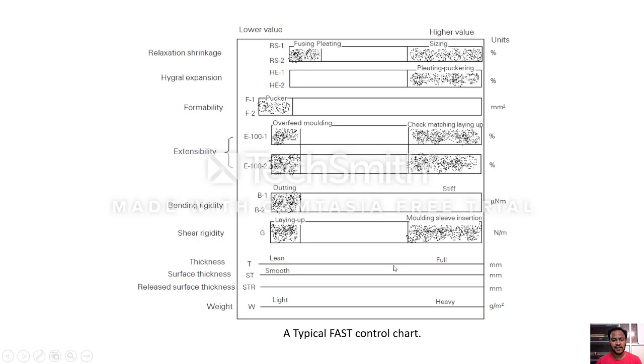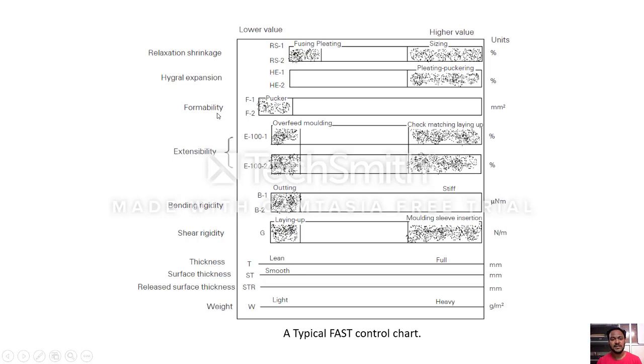If you observe this graph, this is the typical FAST control chart. Here on the left side you can see the relaxation shrinkage, hygral expansion, formability, extensibility, bending rigidity, shear rigidity, thickness, surface thickness, released surface thickness and weight. On the right side we can see the units for these measurements. For example, relaxation shrinkage is expressed in percentage. Hygral expansion also is expressed in percentage.